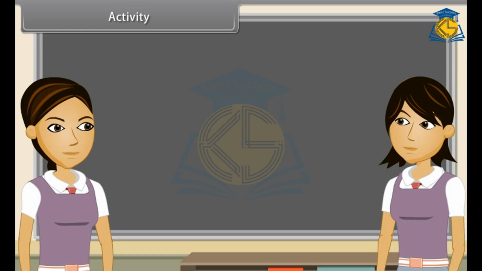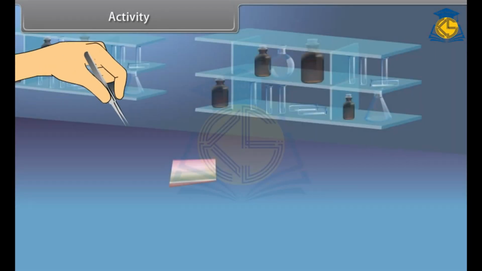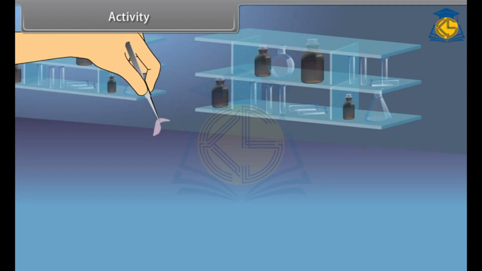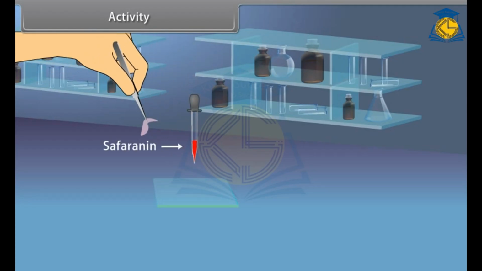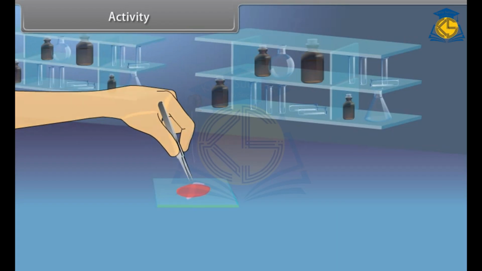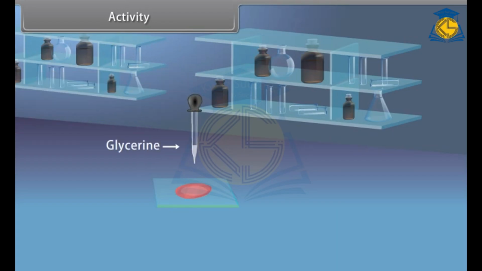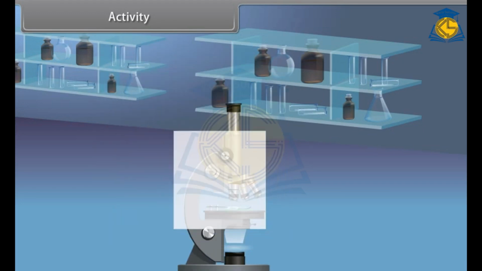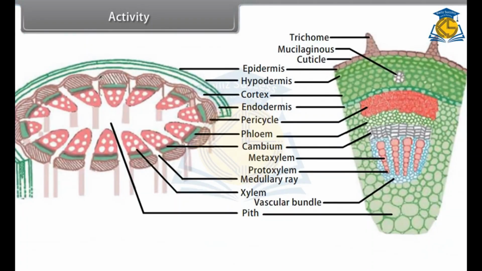We can see by an activity that there are different types of cells in plants. Take a plant stem and cut its thin section. Then stain it with safranin and keep it on a slide with a drop of glycerine and cover it with a cover slip. Observe it under a microscope. We can see various types of cells and their arrangement.